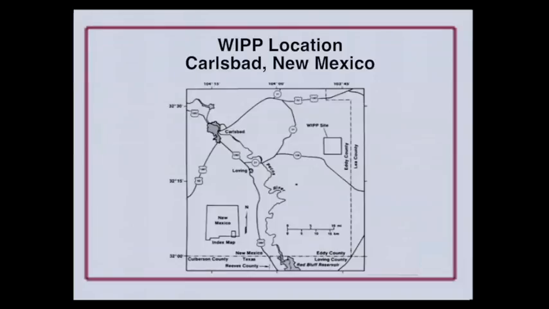Here's the location of it. Here's the New Mexico map. WIPP is right there. And you can see here's the Waste Isolation site. This is Texas down here. So it's very close to the Texas border, but not too far from Carlsbad.